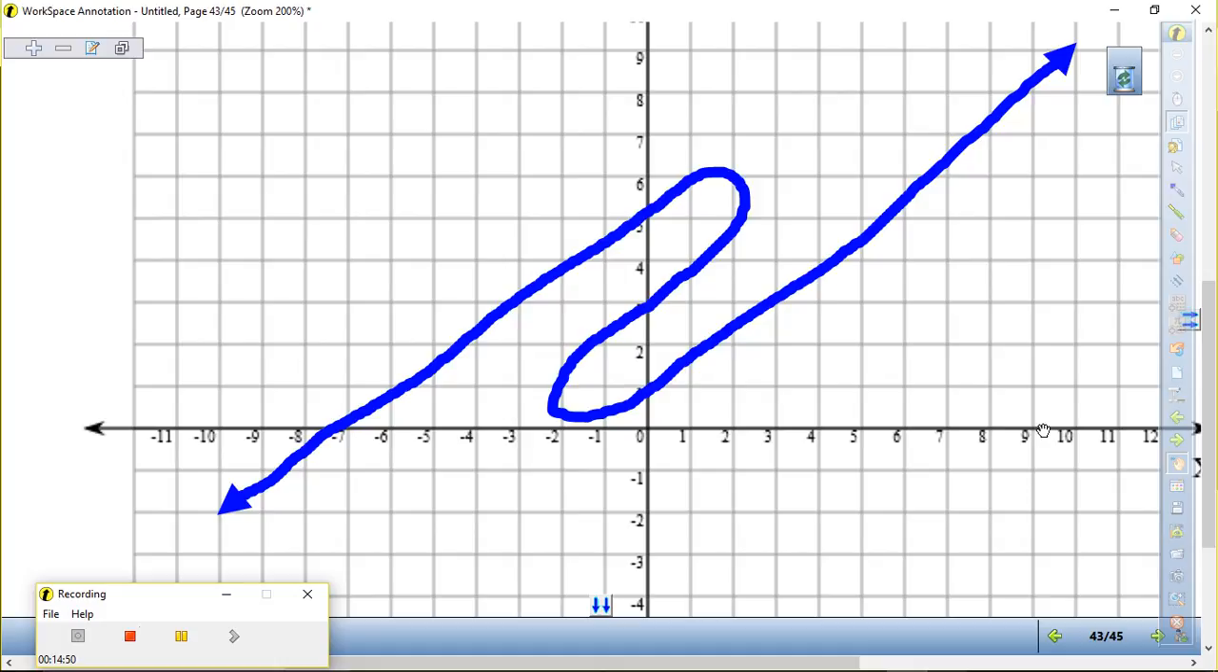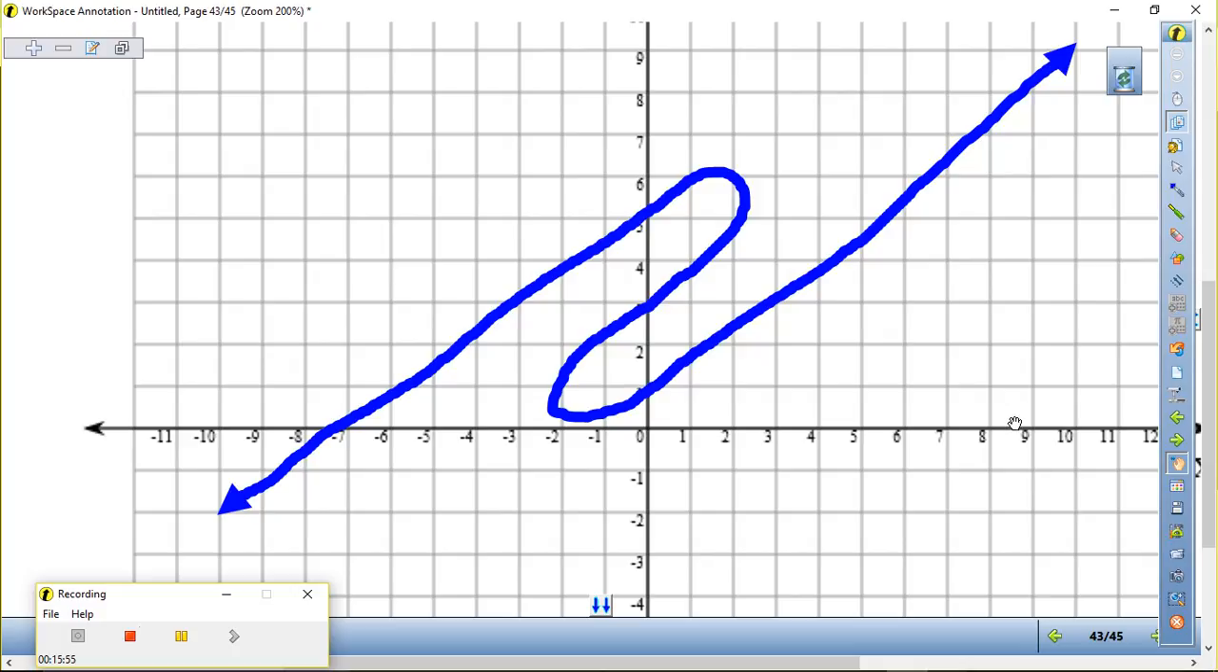This is called the vertical line test. What is it called? The vertical line test. So what is a vertical line? Show me with your hand what a vertical line is. Like this, right? Straight up and down. Not like this. This is horizontal. It's like this. So we're going to draw a vertical line.